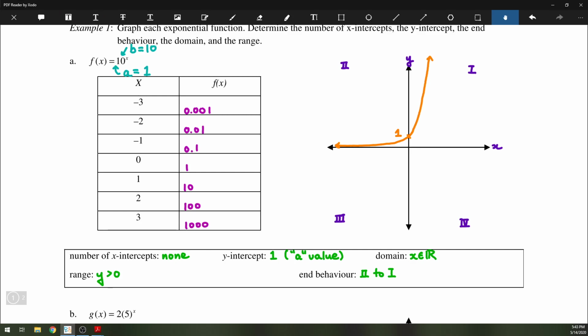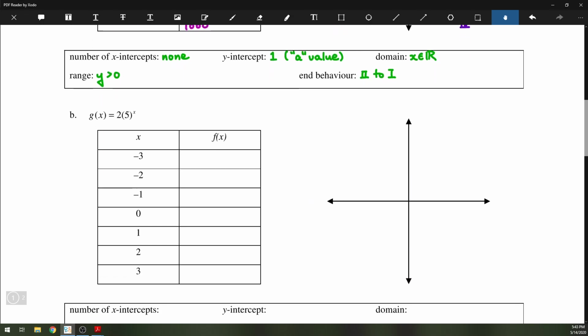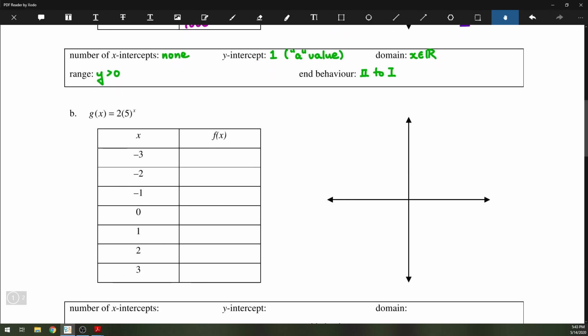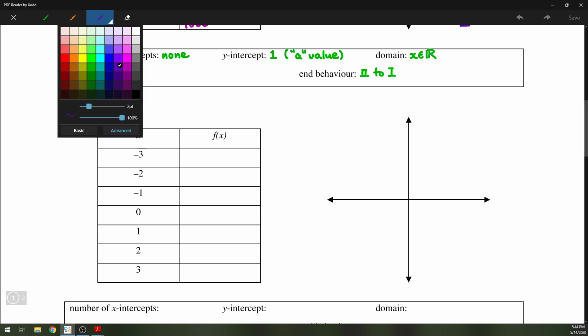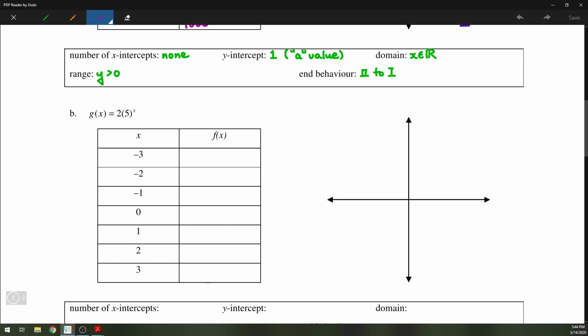So next we have a very similar example. What if a is not 1? So we have g of x is equal to 2 times 5 to the x power. Again, we'll make a table of values first. So 5 to the -3 power times 2, we actually get 0.016. Since the base is 5, as you move from left to right, you're going to multiply by 5 each time.